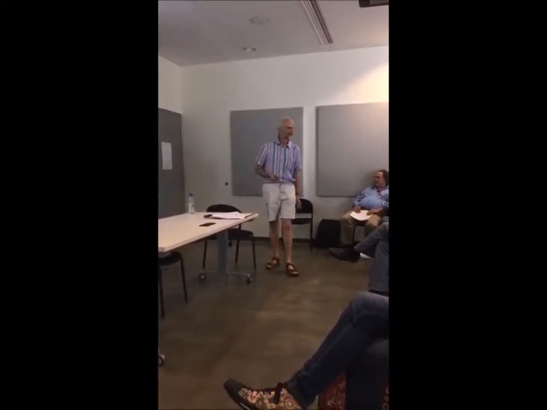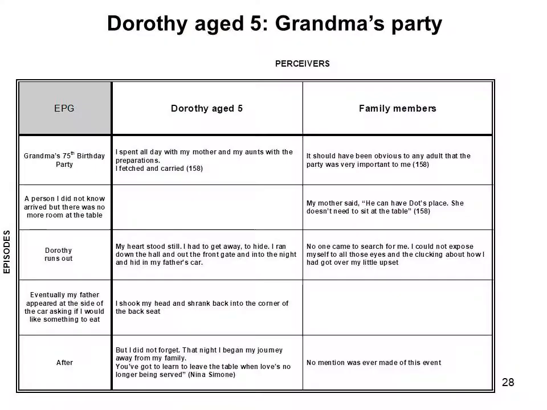Now let's look at what happens in Dorothy's family. She describes an incident at her grandmother's 75th birthday party, and in this case I've put Dorothy as one of the perceivers. The perceivers in this grid are just other family members in general. So she says, I spent all day with my mother and my aunts with the preparations, I fetched and carried. She's 5 years old. She says of the family members, it should have been obvious to any adult that the party was a very important thing for them.